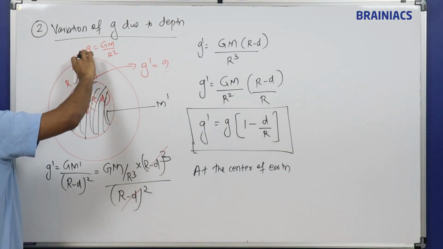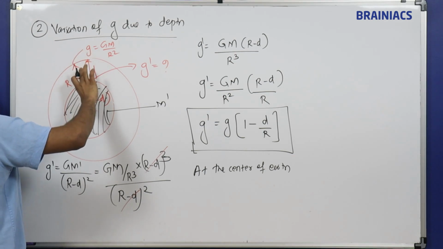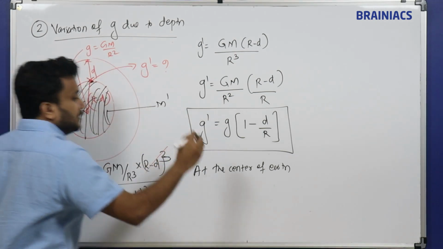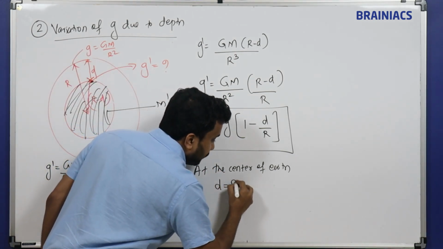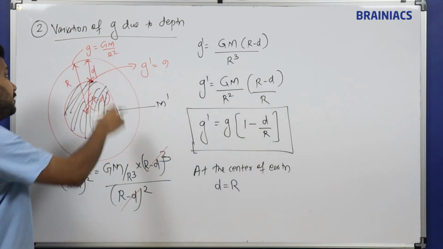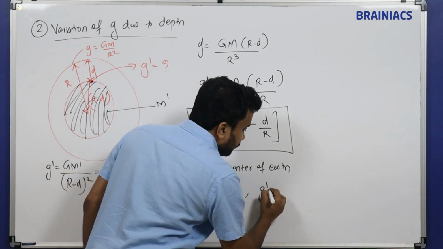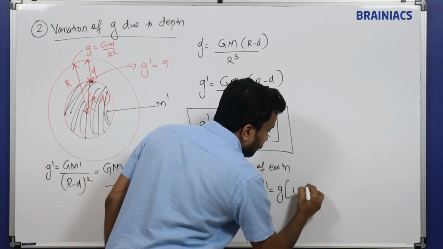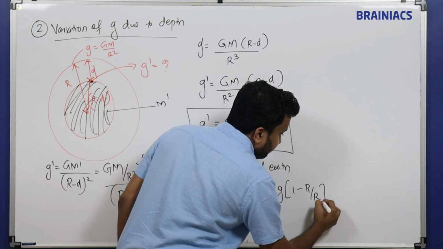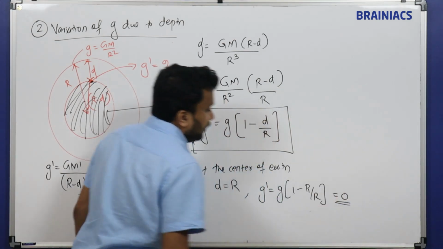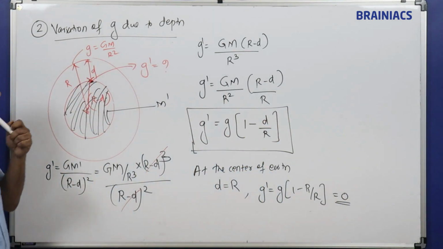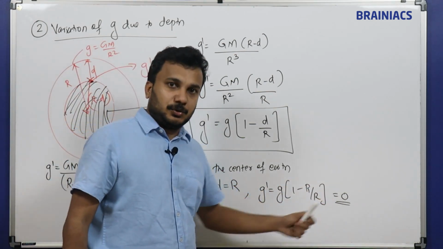Now we come at a distance of d. If you are coming to the center, how much distance do we have to come? d is equal to R meters away we have to come to the center. In that case g dash will be equal to g into (1 minus R by R), which is equal to 0. So acceleration due to gravity at the center of earth will be equal to 0.